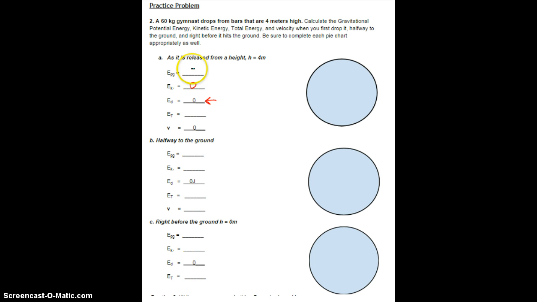So let's take a look at our gravitational potential energy. We can figure that out by looking at the mass of the object times gravity times the height. In this case, the mass of our gymnast is 60 kilograms, gravity is 10 newtons per kilogram, and the height is 4 meters. When I multiply 60 times 10 times 4, I get 2,400 joules. That's the only form of energy we see here, so our total energy is 2,400 joules.